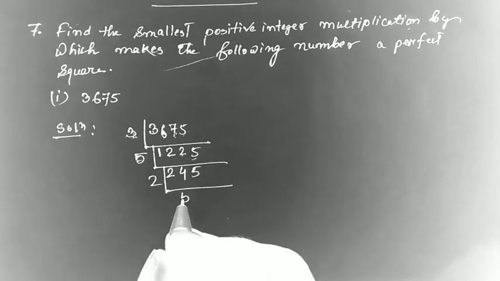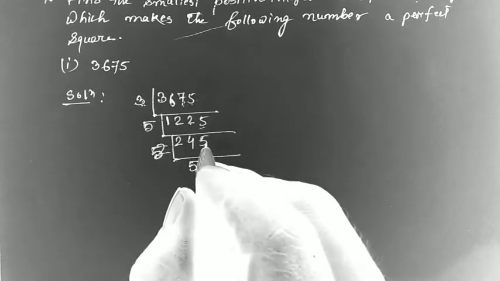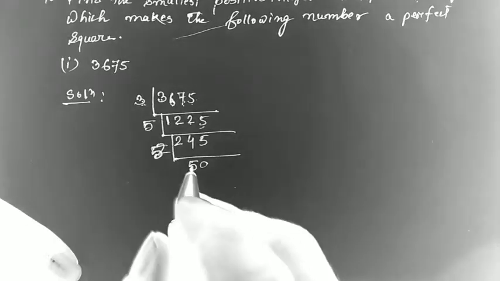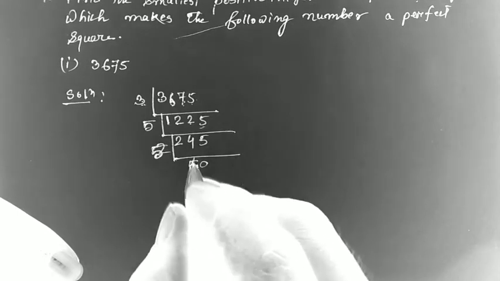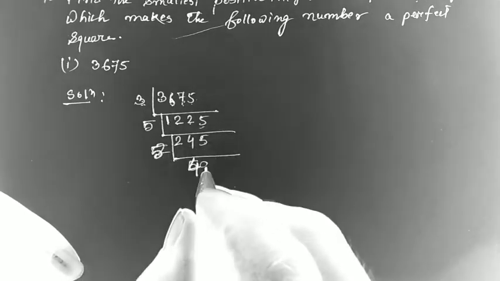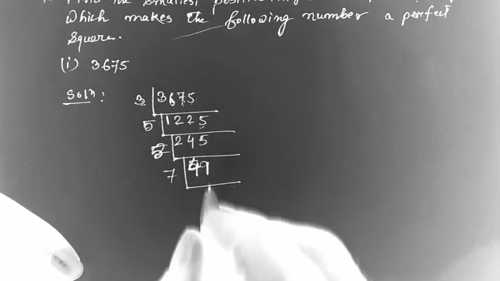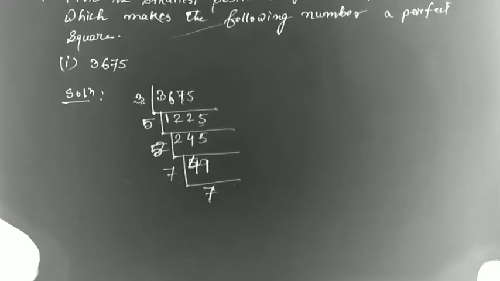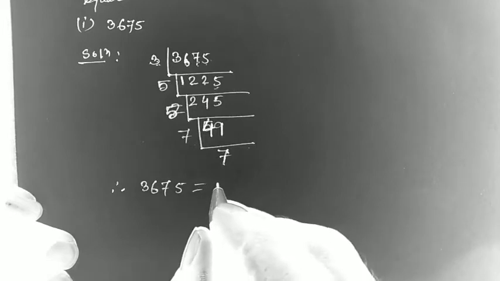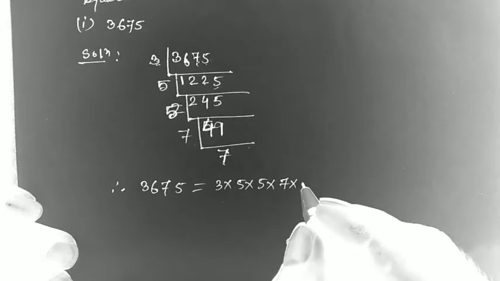5 divides 24 four times, carry 4. Sorry, 5 divides 24 four times, and the remaining 4 and 5 make 49. 5 divides 49, no, 7 divides 49, 7 times. Now 7 divides 7 one time, so we cannot divide anymore. Therefore 3675 can be written as 3 into 5 into 5 into 7 into 7.